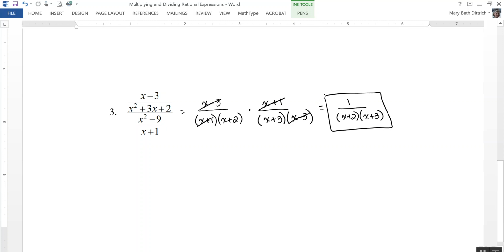So in this video, we took a look at how to multiply and divide rational expressions, very similar to multiplying and dividing fractions, where you multiply the numerators together, multiply the denominators together. Make sure that if you have any polynomials that can be factored, you do that and cancel out any common factors.